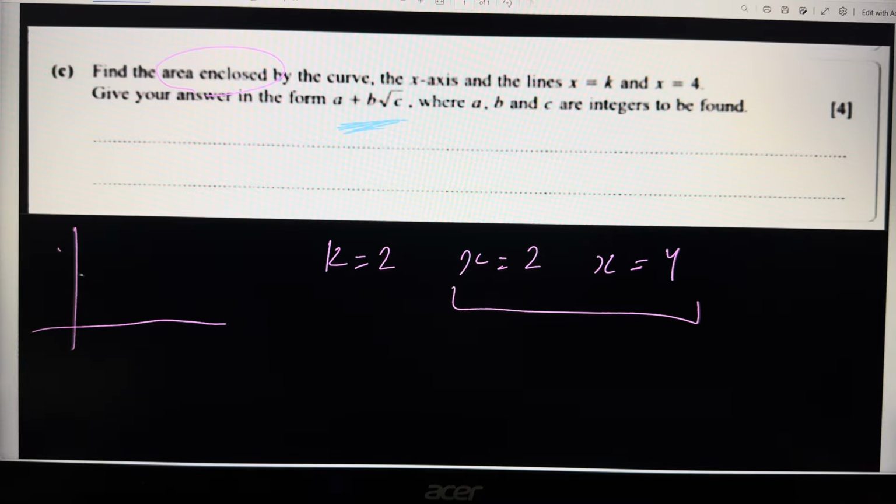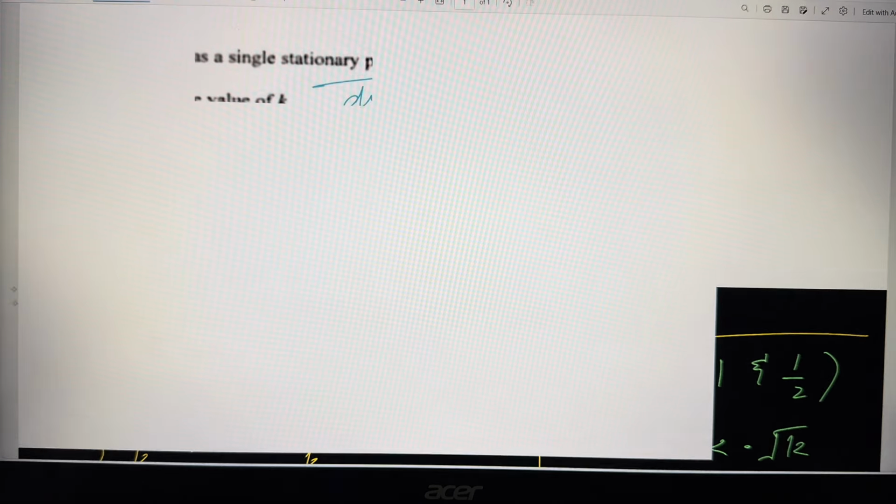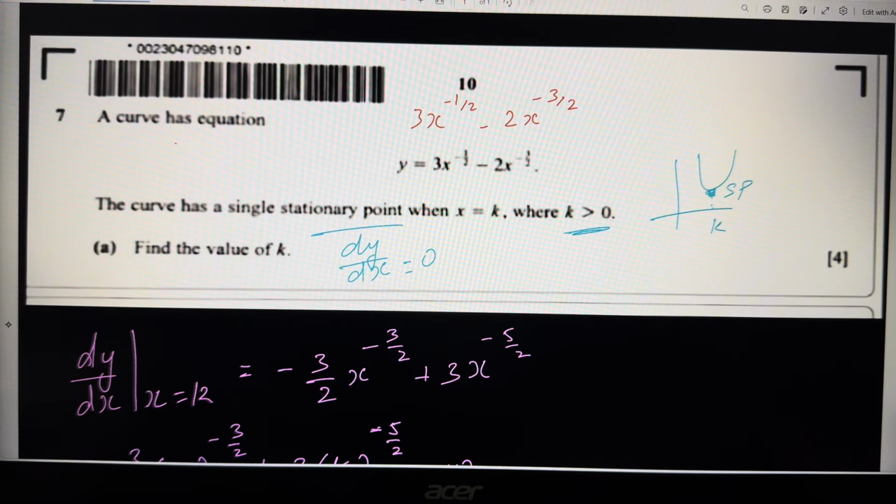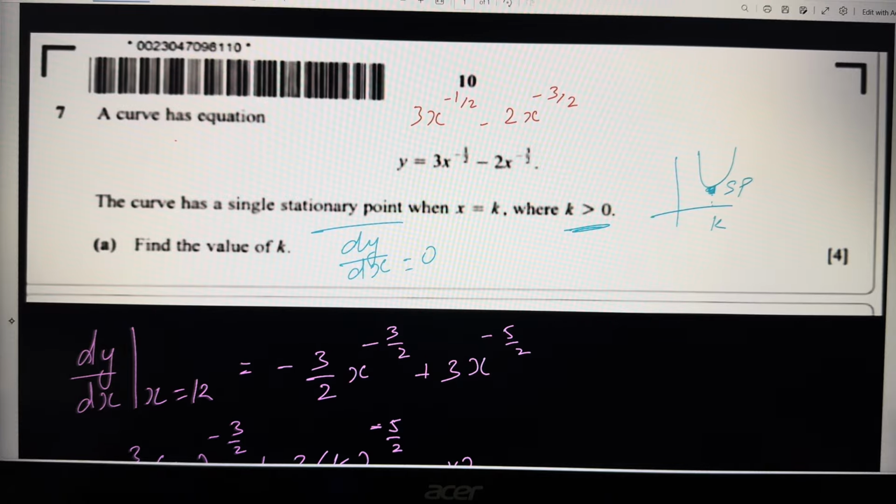So for example, this is the curve, something like that, and this is x is equal to 2 and x is equal to 4, and the area is inside between the curve, the x-axis, and 2 and 4. Alright, so we can just integrate this. Now we need to know the curve's equation, of course. So let's see what it is.